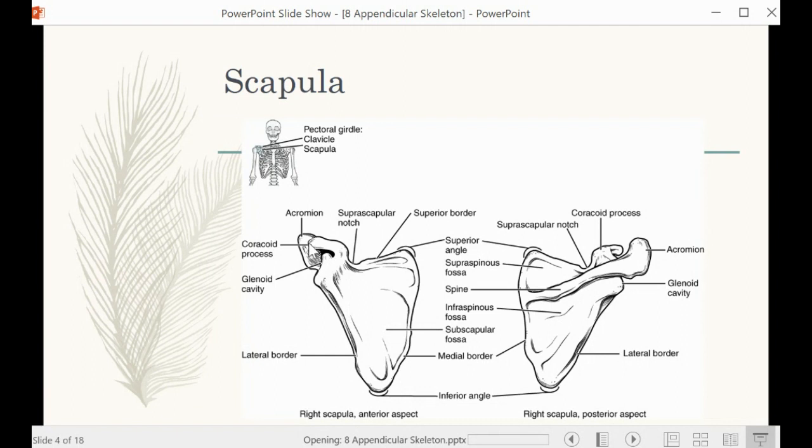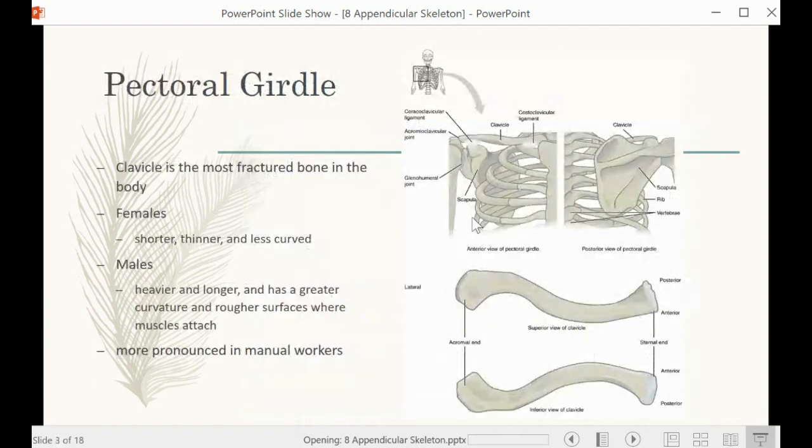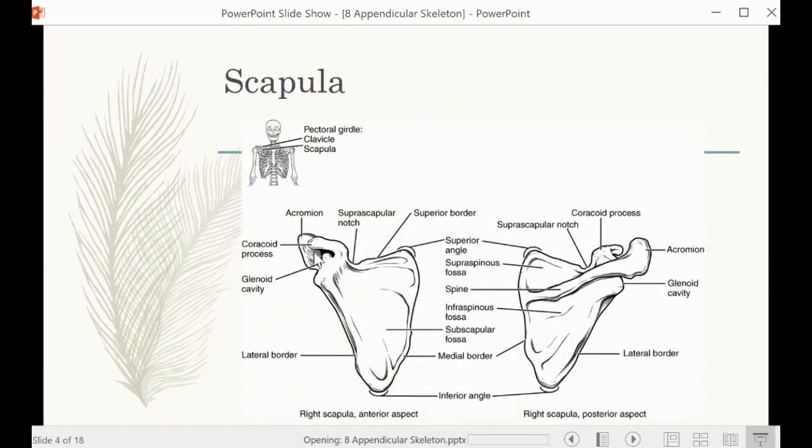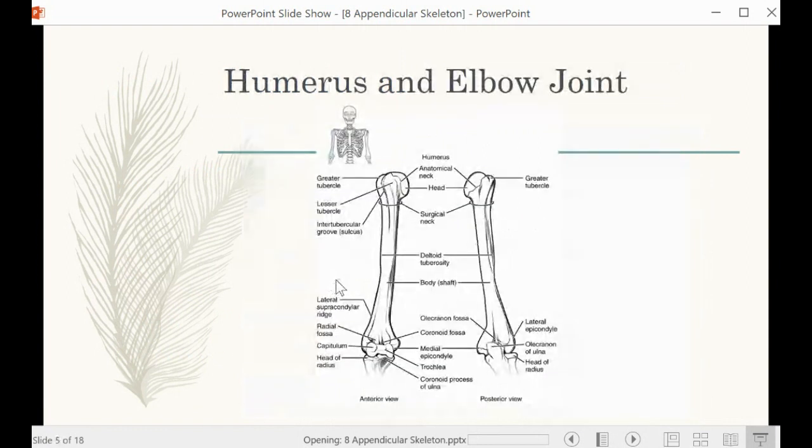Okay. Now, this is that coracoid process where the coracoclavicular ligament is going to attach. And they form right here, we have the acromion, and then that's going to form what's called the glenoid cavity, and that's where the head of the humerus is going to fit in there. So here is the humerus and the elbow joint, and so you can see there that is the head of the humerus, and so it would fit right into that glenoid cavity.